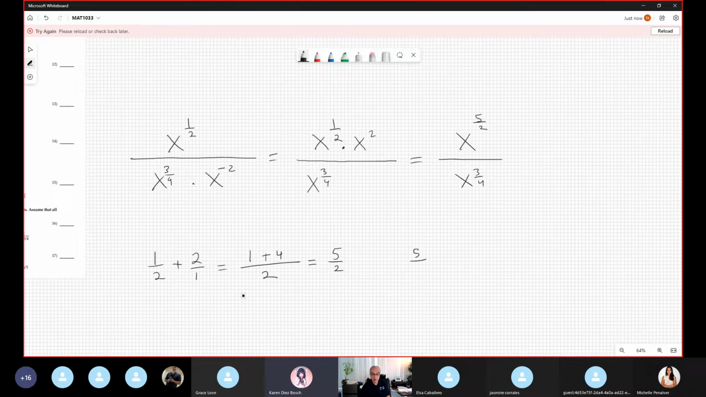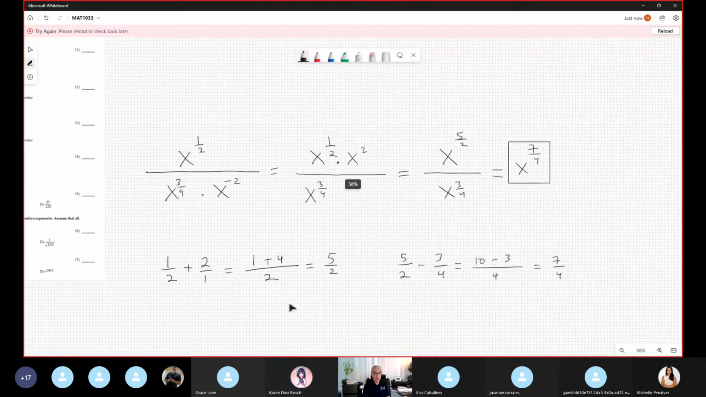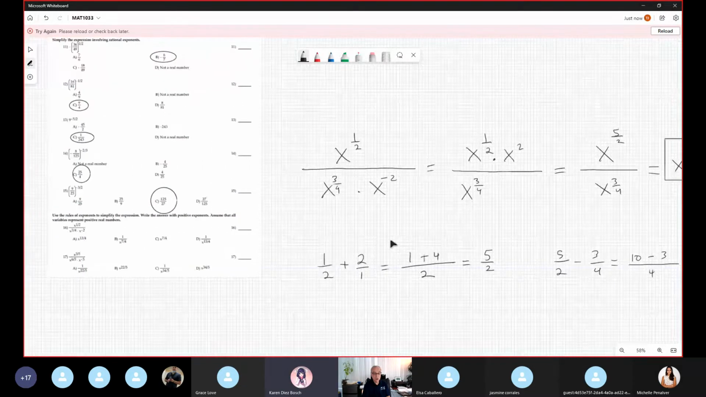So I copy 5 over 2 minus 3 over 4. LCD is 4. 4 divided by 2 times 5 is 10, minus 3, equal 4 divided by 4 is 1, 1 times 3 is 3. So it's 7. And the final answer is x raised to the 7 over 4. I don't know if they want you to leave it like that or change it. Yeah, it's 7 over 4.